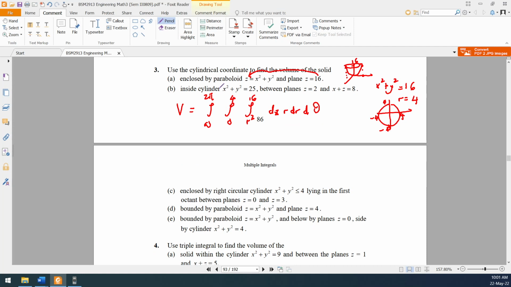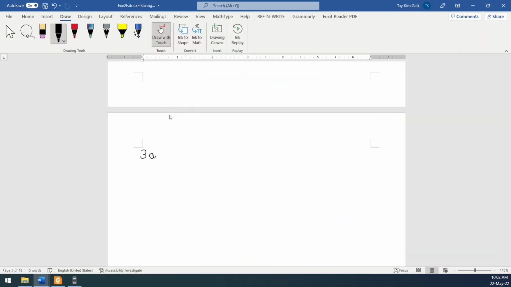So question 3A. Paraboloid z equals x squared plus y squared and plane z equals 16. From the lower surface, which is z equals r squared, until the top surface z equals 16, so the limit for z is r squared to 16. Plug z equals 16 into the paraboloid equation: x squared plus y squared equals 16, so r is 4. The limit for r is 0 to 4, and theta is the full circle, 0 to 2 pi. Then you just evaluate it. The volume is theta 0 to 2 pi, r 0 to 4, z from r squared to 16, dz r dr d theta.